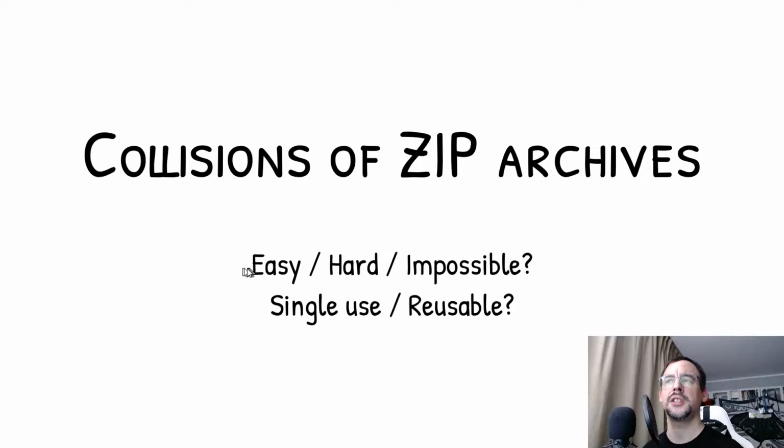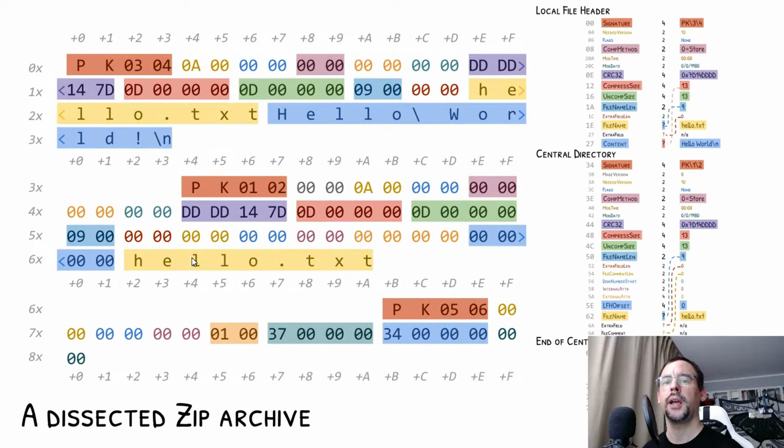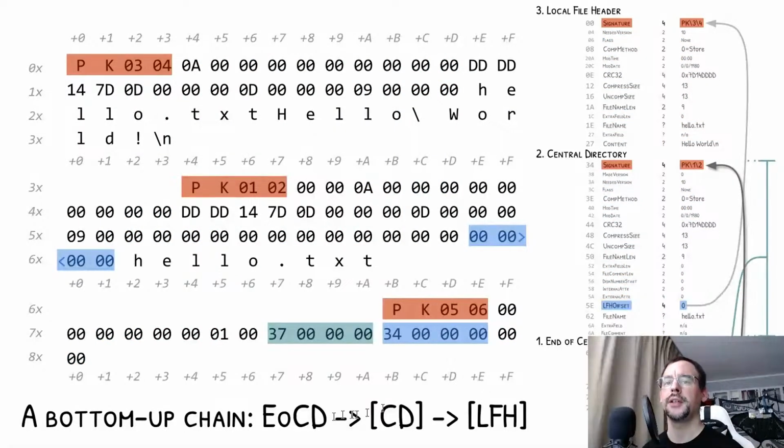Now, let's try to see zip archives and see what's the problem. So this is a simple zip archive. And there are three structures: local file header, one per file archived; central directory, one per file archived; and end of central directory, one per archive at the end of the file. And they have to follow this order. All the local file headers first, then the central directories indexing the local file headers, then the end of central directory that points to the first central directory. This is how it works. It's a bottom-up chain, and it's a list of central directories, and it's also a list of local file headers following each other.